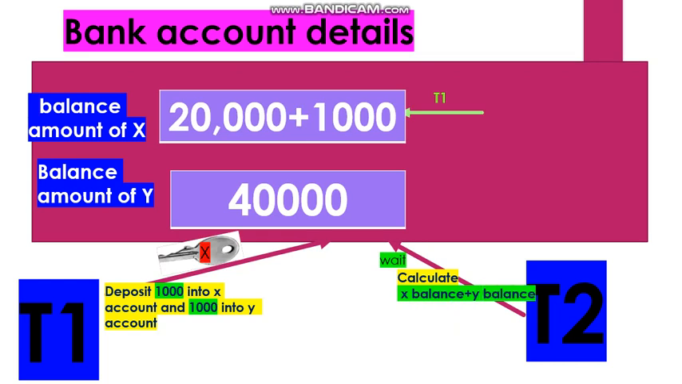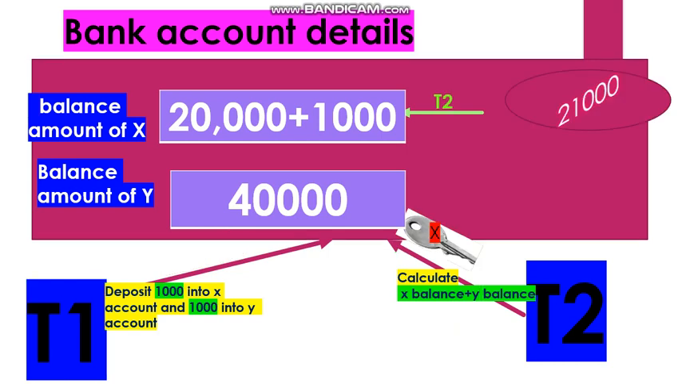Let us assume that first transaction T1 requests a lock on balance amount of X. Till now there is no lock on balance amount of X. So transaction T1 acquires lock on balance amount of X and it adds 1000 to the balance amount of X. Then it will release the lock. Now transaction T2 can request for the lock on balance amount of X.